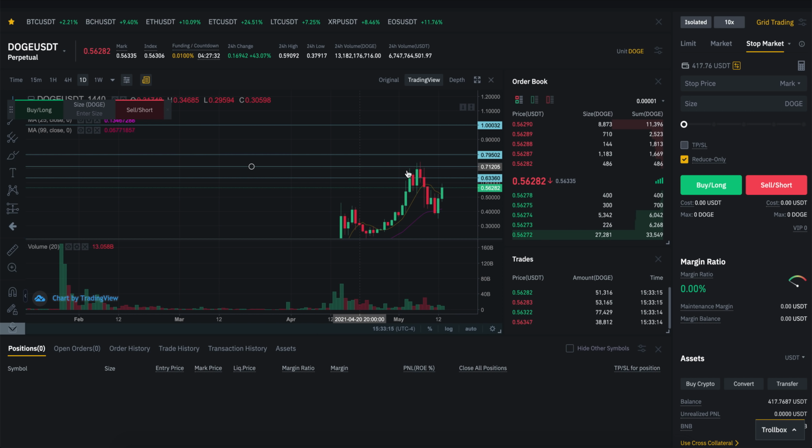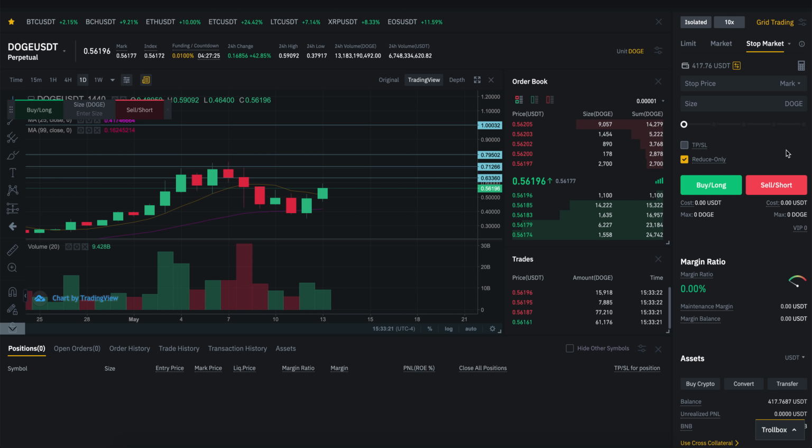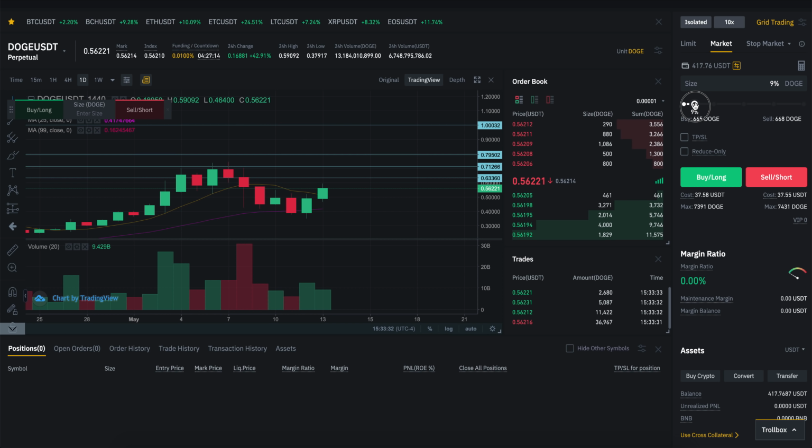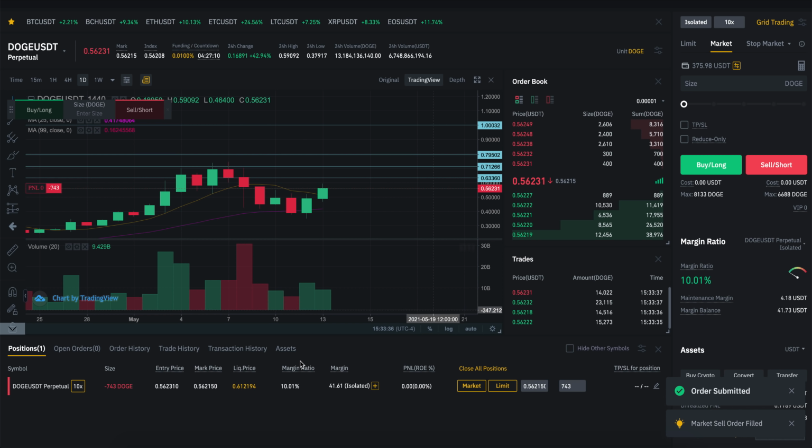And let's talk about shorting now. Okay, let's talk about shorting because we did long. Let's do short. I'm going to go ahead and short Dogecoin now. I'm going to do a market order. I'll do another 10%. And I'm going to go ahead and sell short. Now my order is open.